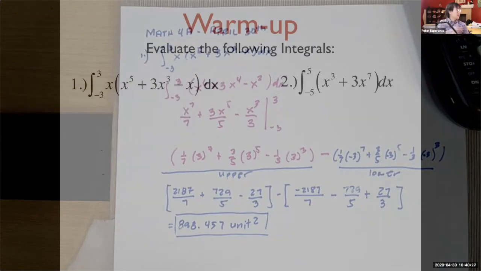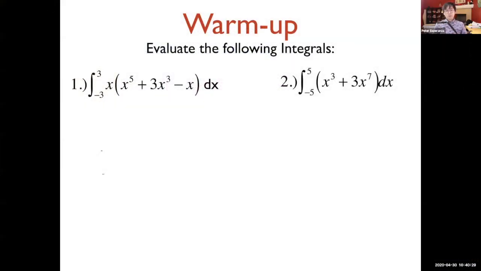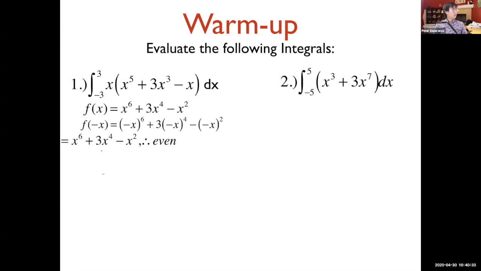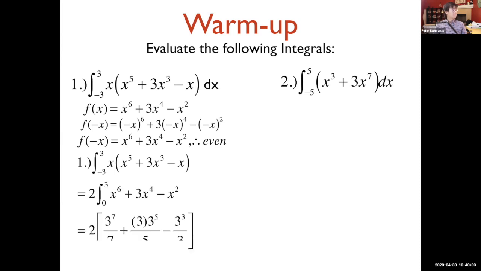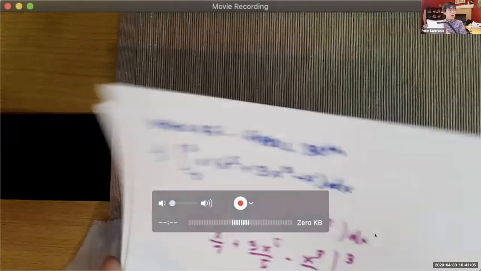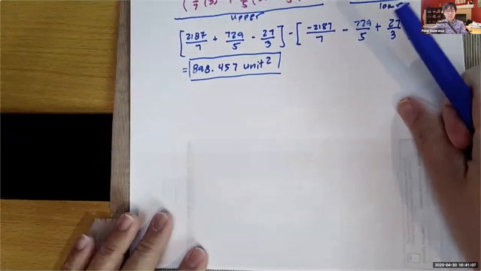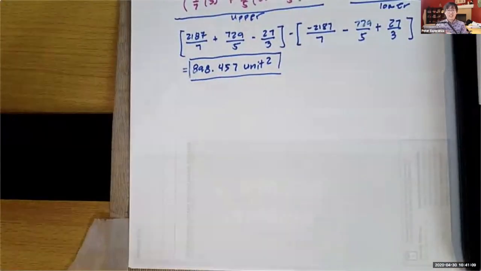polynomial function. So we did problem number 1, we evaluated it, we simplified the f of x, and then we just want to check if it's an even or an odd function. We know it's an even function, and by evaluating the integral, using some of the properties, 898.457. So that is one of the many important applications of the definite integration.